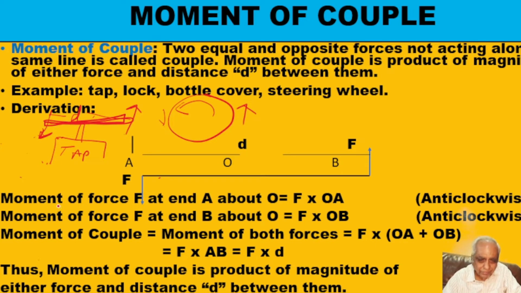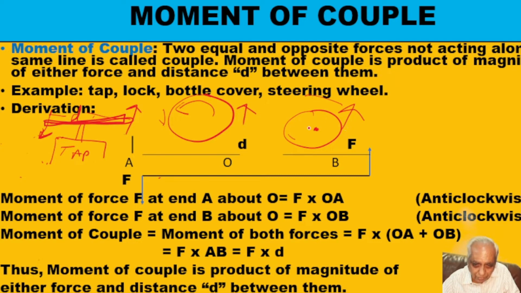Now, a question arises that here two forces are required to form a couple, but with one force. We have learned last time that in case this is the body, it is pivoted at this point. Now, in case I give a force here in this direction, it will also rotate in anti-clockwise direction. So the question arises, here one force and there two forces. The answer is, in this case also there are two forces.